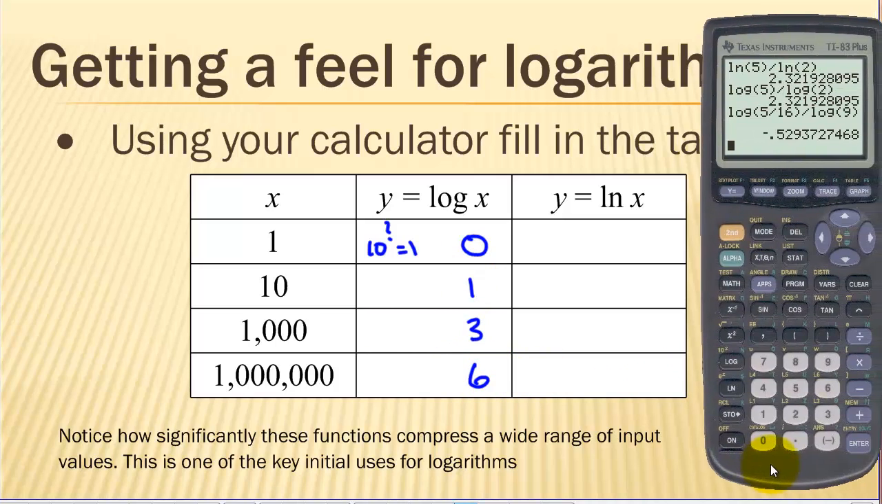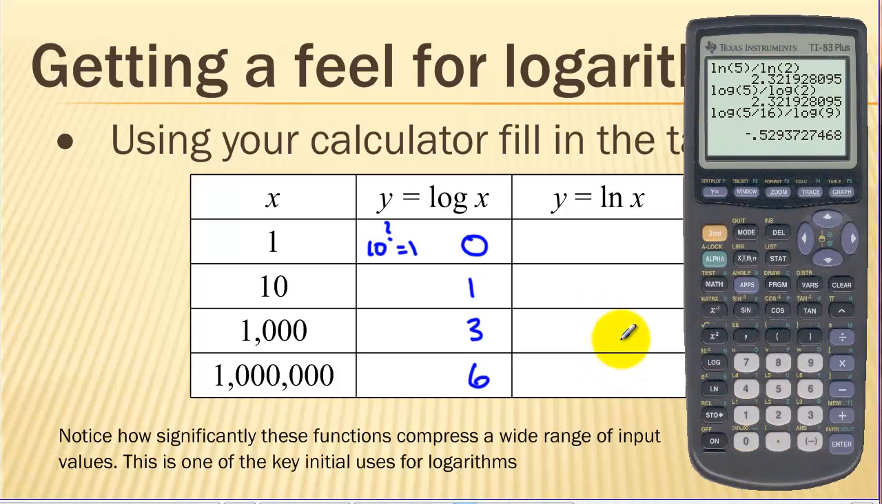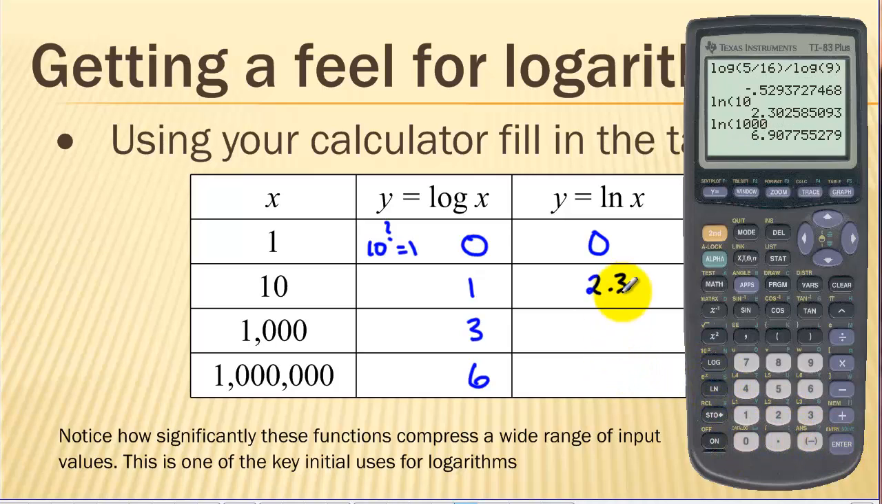Now we could also use the natural logs. I can't do those so much in my head. The natural log of 1 is 0, but the natural log of 10 is about 2.3. The natural log of 1,000 is 6.91, say, and the natural log of 1,000,000 is 13.8. But again, the key thing is we're taking numbers that go from 1 to 1,000,000, so 6 orders of magnitude, and we are putting them into a range of about 1 power of 10.